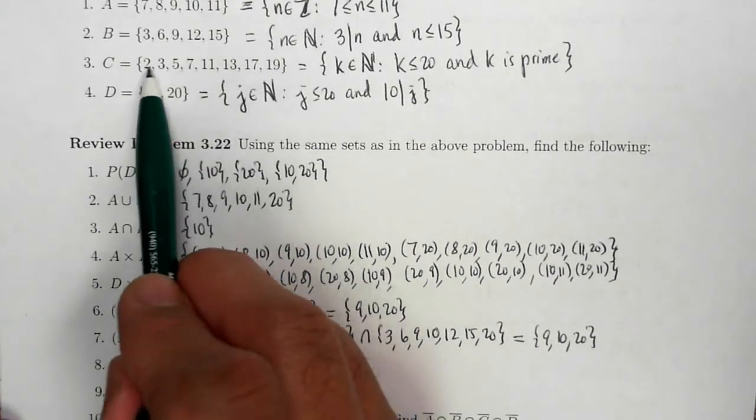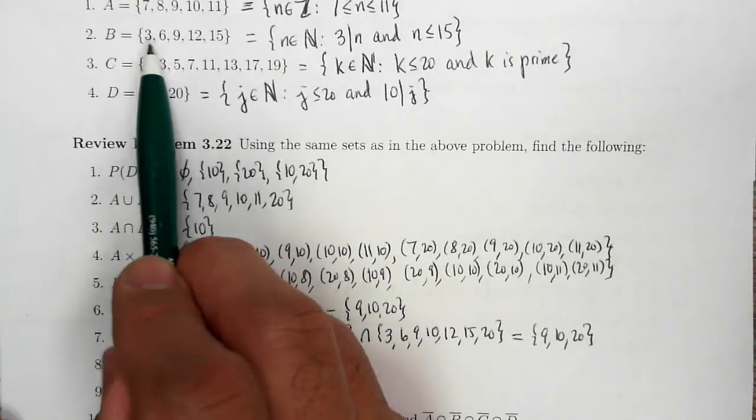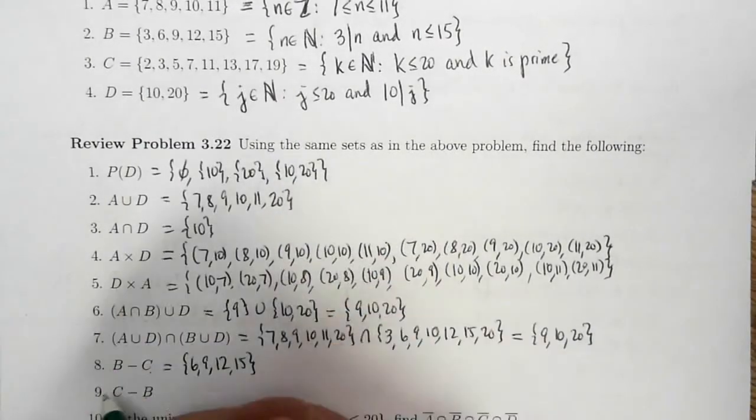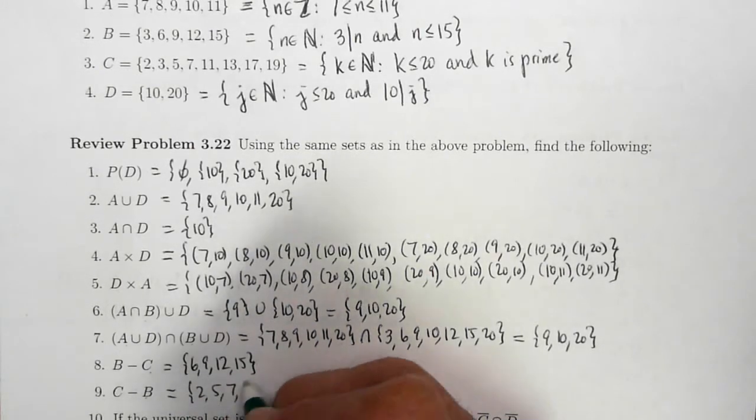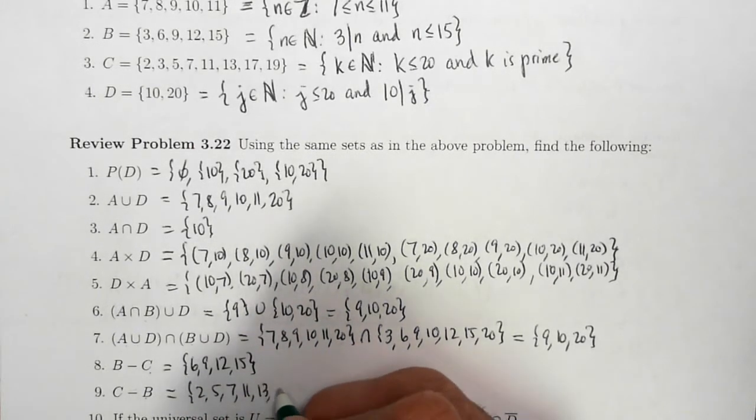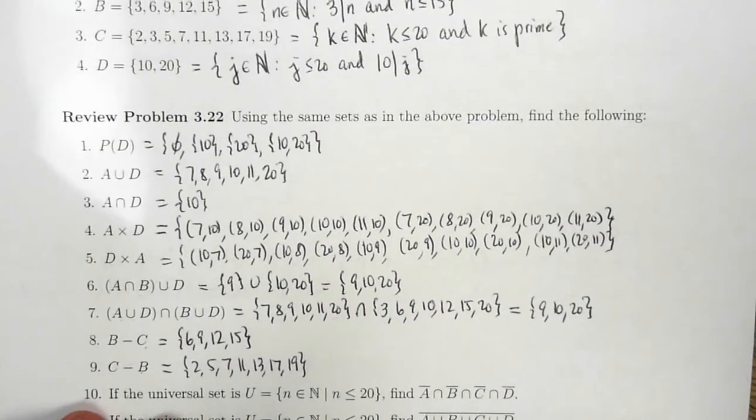C minus B. What's in here that's in B? Well, 3, and that's it. So C minus B would be equal to 2, 5, 7, 11, 13, 17, 19, and that's it.